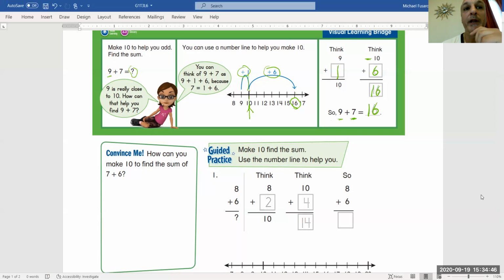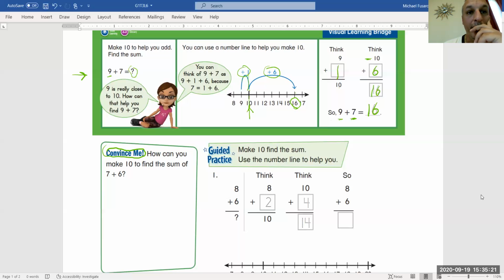Now remember, I'm gonna give you a hint, boys and girls. Anytime we're in class from now on, even if we're doing second grade work, the convince me. See, nobody tells you these things, but I'm gonna, okay? Nobody tells you that the answer for all these questions in the convince me, you can find out from reading the comic strip, okay? The comic strip is the strip up top, usually with our characters like Marta, okay? So it asks, how can you make a 10 to find the sum of 7 plus 6?